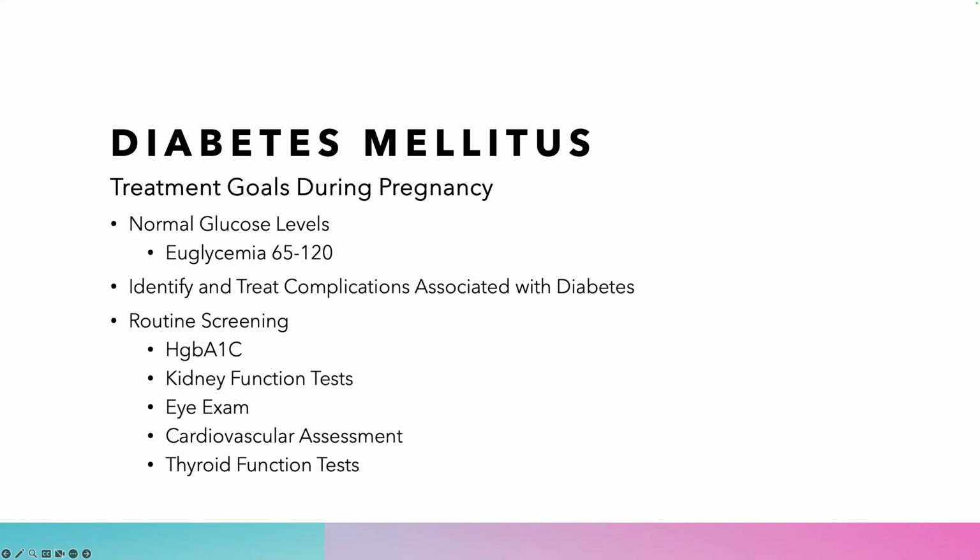We also typically will check their liver function tests because these individuals can be at risk for, we talked about preeclampsia and blood pressure issues, and we'll talk about that in a couple slides, but that also can have some liver function test changes. An eye exam is really important to make sure there's nothing going on with their eyes. A cardiovascular assessment, typically they'll get an EKG, and then thyroid function tests. And that is because typically you'll see that thyroid disease and diabetes go hand in hand. So if they have diabetes, they're at increased risk of having thyroid disease.